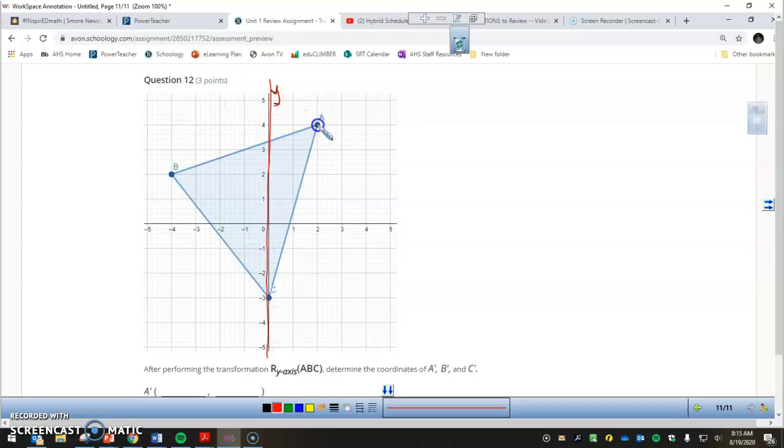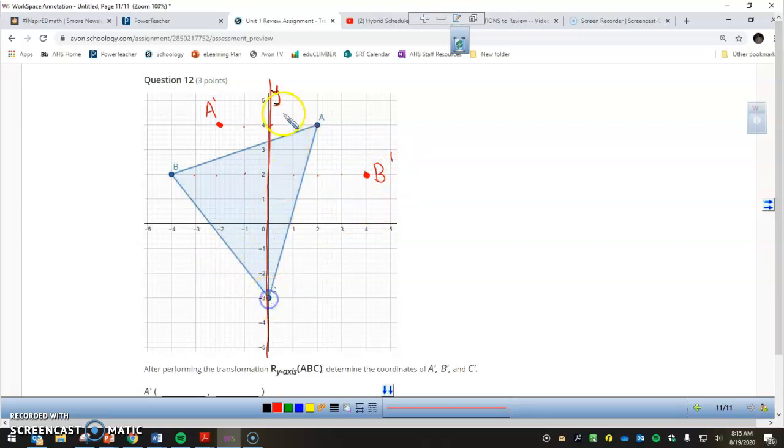That means I'm going to take each point. I'm going to count 1, 2 units away, 1, 2. So A prime has to end here because they have to be the same distance on both sides of the line of reflection. For B, I'm going to go 1, 2, 3, 4 to the right, 1, 2, 3, 4 to the right. So B prime would be right here.